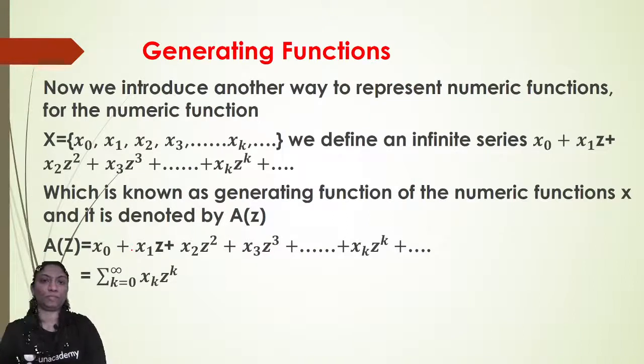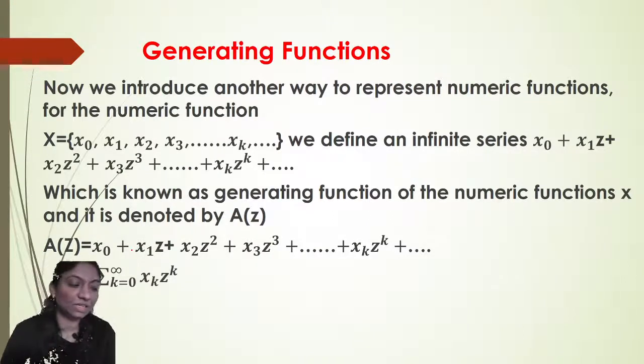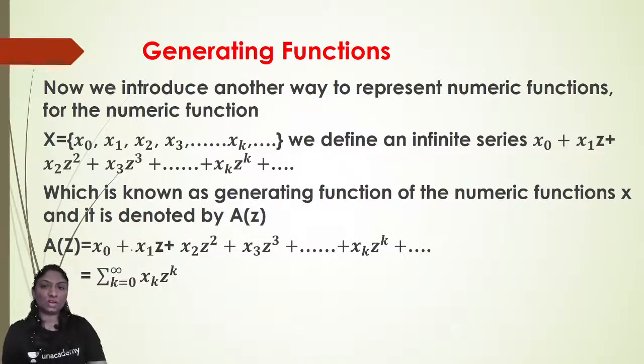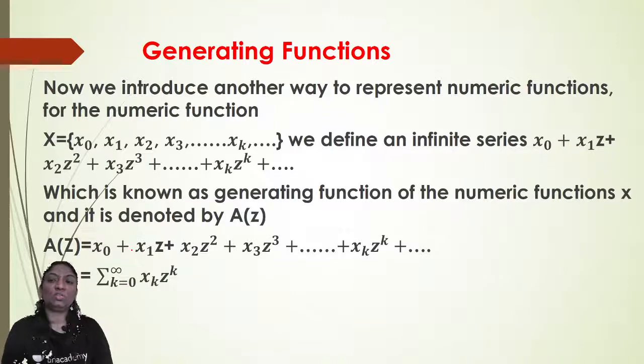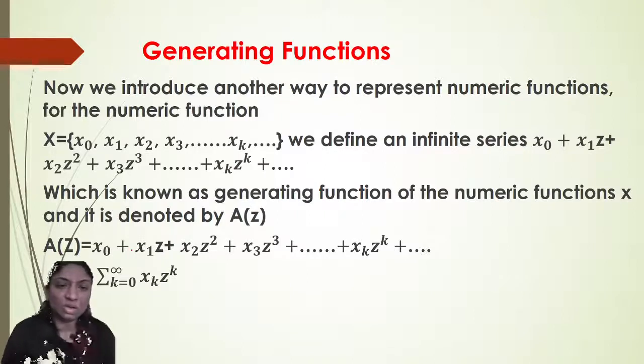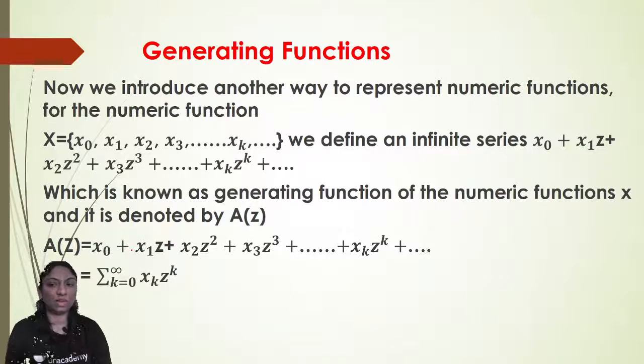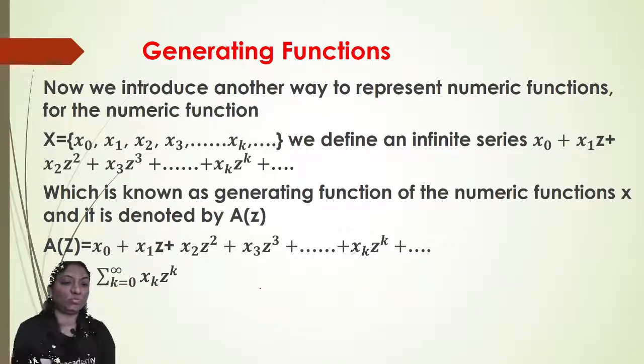Okay. Now next is generating function. Here we introduce another way to represent the numeric function. For the numeric function x is equal to x0, x1, up to xk, we define an infinite series x0 plus x1 z plus x2 z square plus x3 z cube plus and so on plus xk z raised to k plus and so on, which is known as the generating function of the numeric function x, and it is denoted by a of z, where a of z is equal to x0 plus x1 z plus x2 z square plus x3 z cube plus and so on, xk z raised to k plus and so on, which can also be written as summation k varying from 0 to infinity xk into z raised to k. This is your generating function.